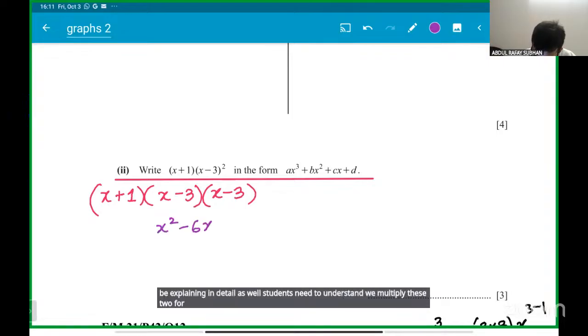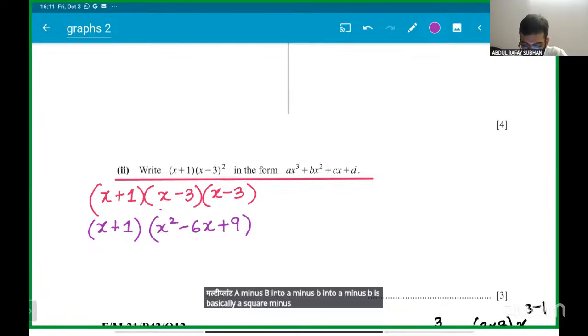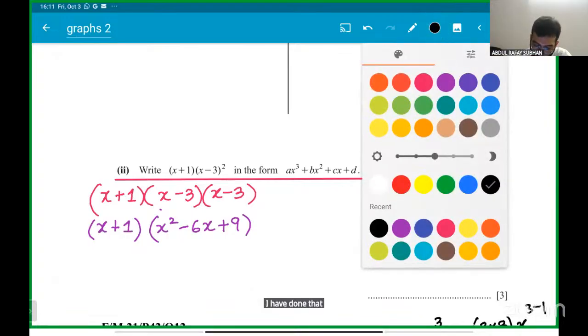So x² - 3x - 3x, 3 3s are 9. Please double check. Directly I have multiplied: (a - b)(a - b) is basically a² - 2ab + b². I've done that. And now I'll multiply one by one.